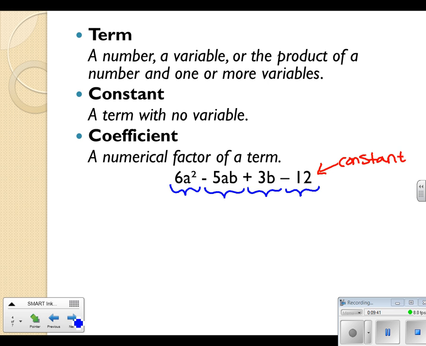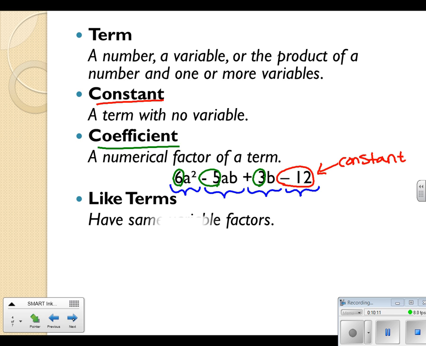And then we have our coefficients, and the coefficient, I'm going to label that, so this right here, our coefficients, I'll use a different color, are the numerical factors of a term. So the 6 is a coefficient, the -5 is a coefficient, and the 3 is a coefficient. You're multiplying those numbers to the variables. Those are coefficients.